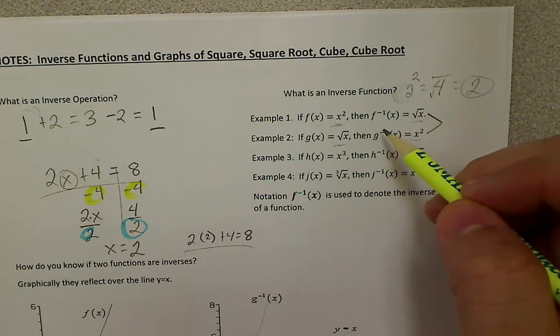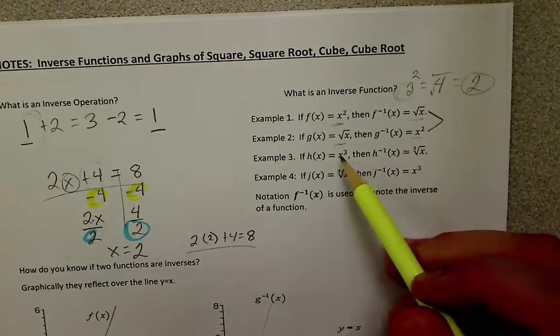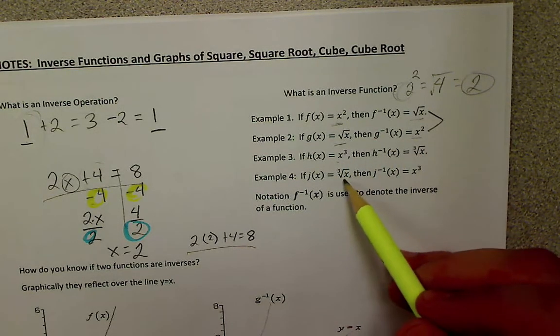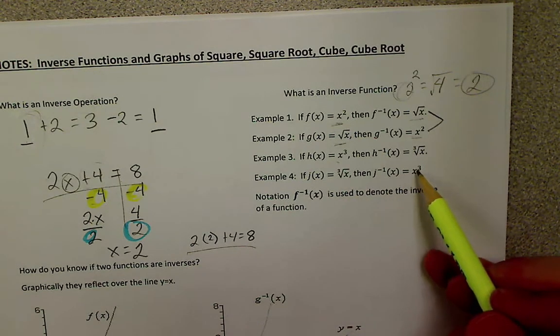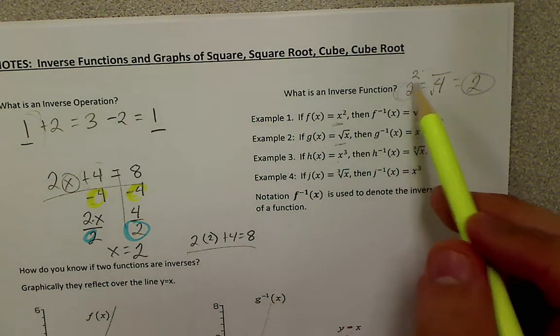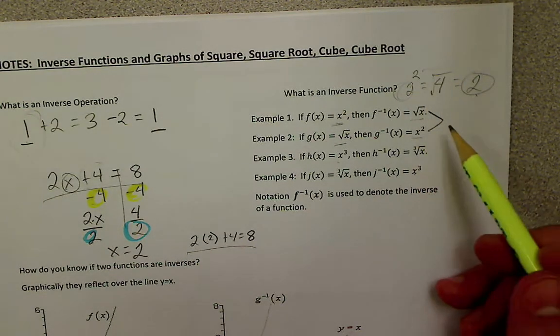Okay. If I had x cubed, the inverse operation is the cube root of x. If I had the cube root of x, then the inverse operation would be x cubed, for the same reason that I did up here. If I cubed a number, then I could cube root it to get back to the original number.